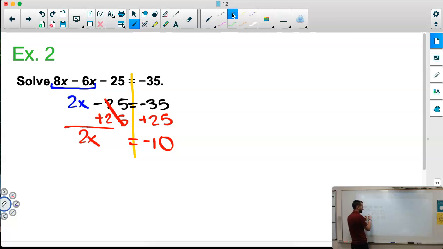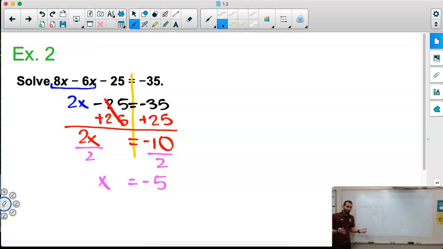Be careful on this step that your math is working out carefully. It's a negative plus a positive, so I'm going to stay negative because the bigger number is negative. Get that? And then I'm going to divide both sides by 2. So x equals negative 5.